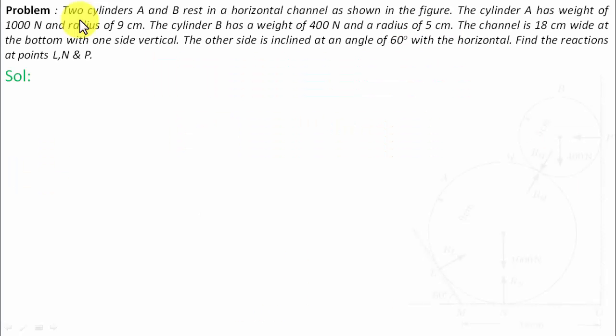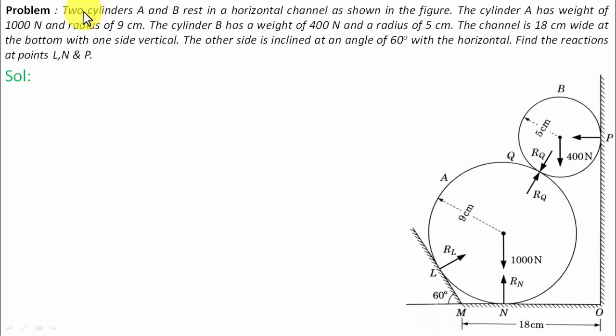Here we go. Two cylinders A and B rest in a horizontal channel as shown in the figure. The cylinder A has a weight of 1000 Newton and radius 9 centimeter. Cylinder B has a weight of 400 Newtons and radius of 5 centimeter. The channel is 18 centimeter wide at the bottom with one side vertical. The other side is inclined at an angle of 60 degrees with the horizontal. Find the reactions at points L, N and P.